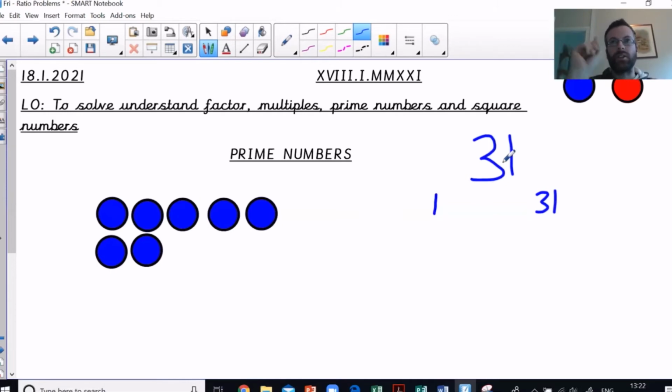7s don't go because that goes 28 to 35. 8s don't go because that goes from 24 to 32. 9s don't go because that goes 27, 36. 10s don't go because that's 10, 20, 30, 40. 11s don't go because that goes to 33. 12s, 12, 24, 36, don't go. 13s go up to 26 and then 39.